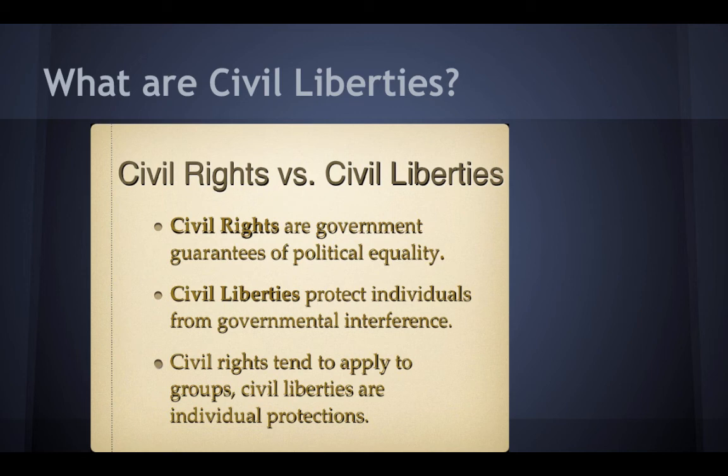Civil liberties protect individuals from government interference. These are usually explicitly stated in our Bill of Rights, and they are protection of individuals. This contrasts with the idea of civil rights, which are government guarantees of political equality. So if we're looking at these two different concepts, civil liberties deal with protections of a particular individual, while civil rights look for protections over a particular group.